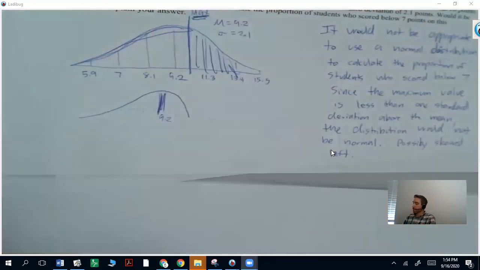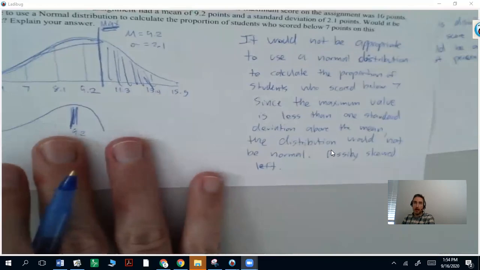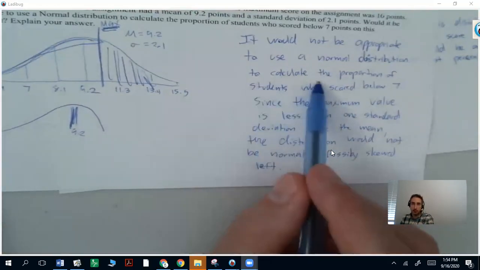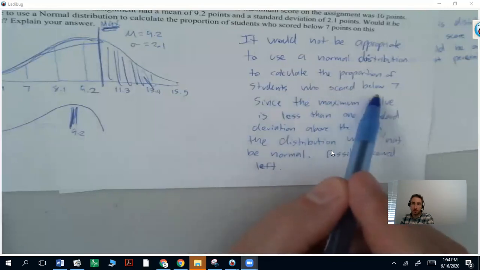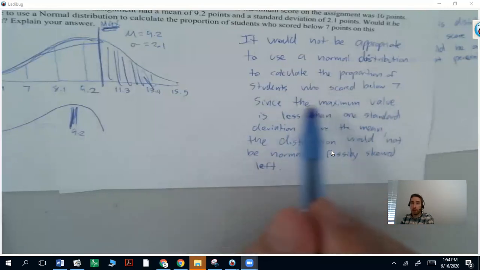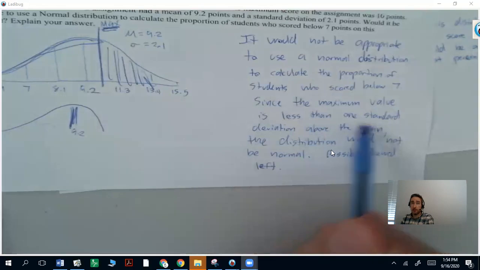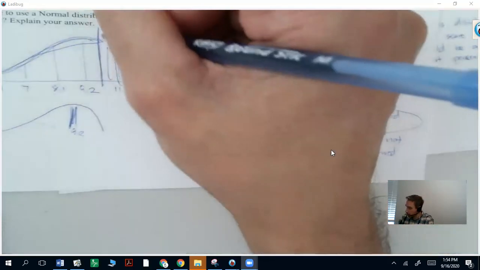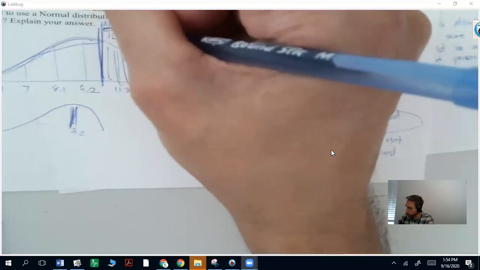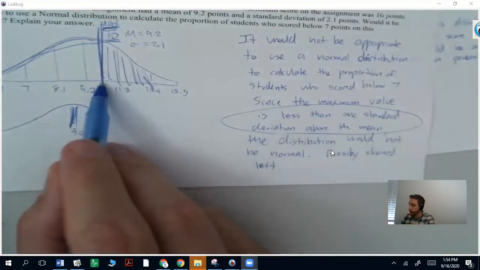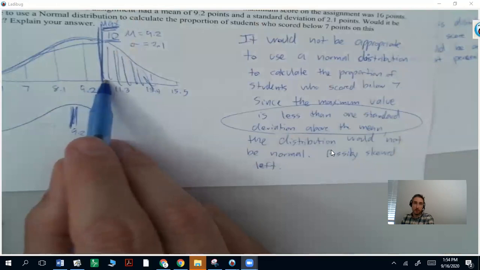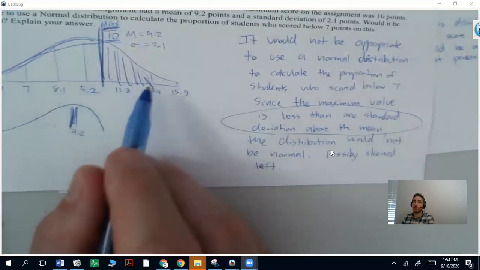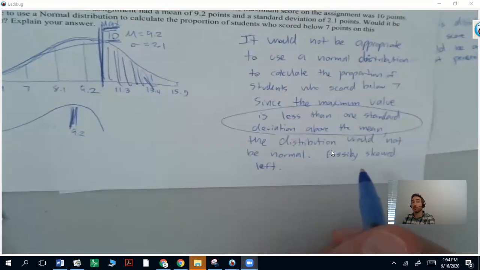So you want to say something like it would not be appropriate to use a normal distribution to calculate the proportion of students who scored below 7, since the maximum value is less than 1 standard deviation above the mean. That's kind of my biggest thing here. The maximum value at 10 is like half a standard deviation above the mean, but if it were normal, you'd want to have more values up there. So the distribution would not be normal, it's possibly skewed to the left.